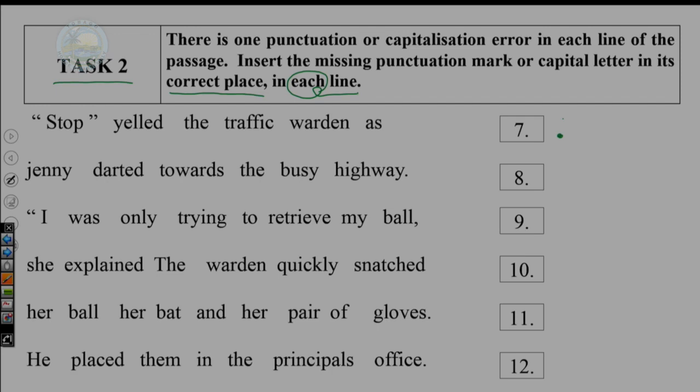Now I'm going to give you a little time to complete this exercise on your own. You may begin.